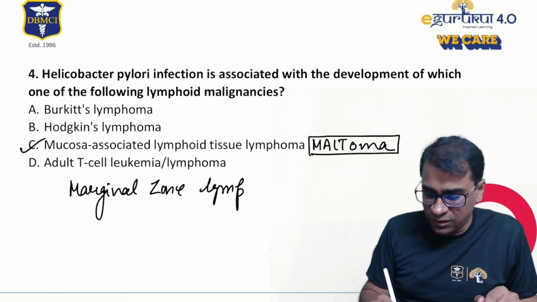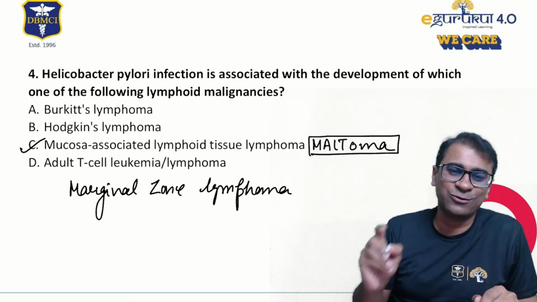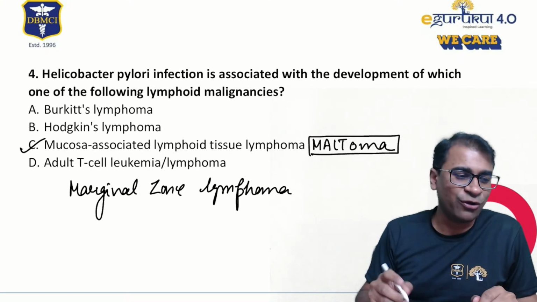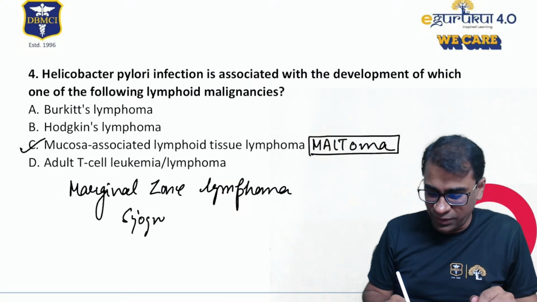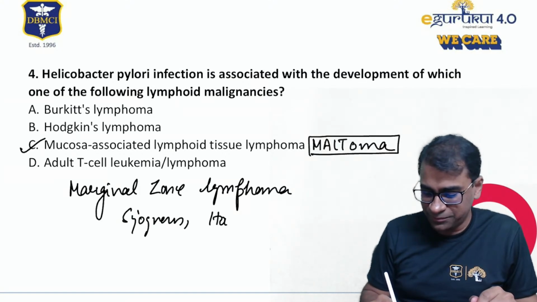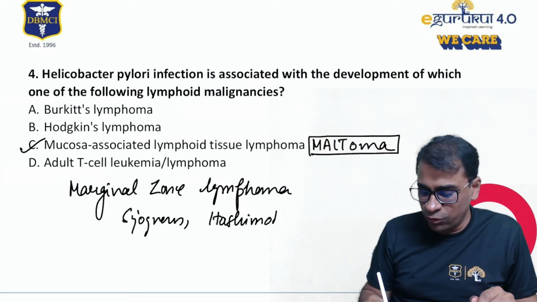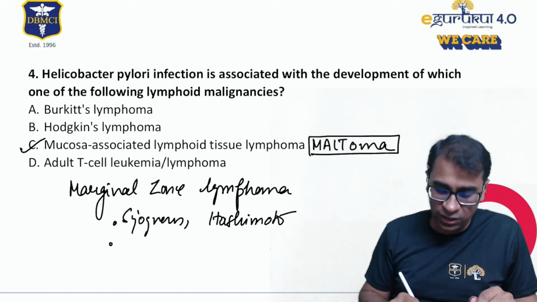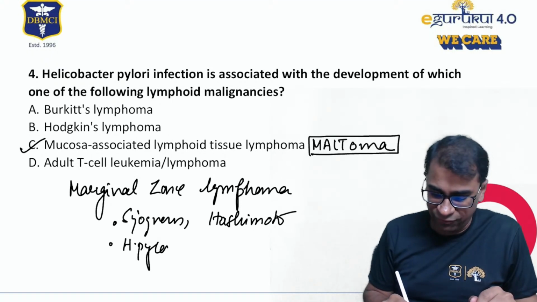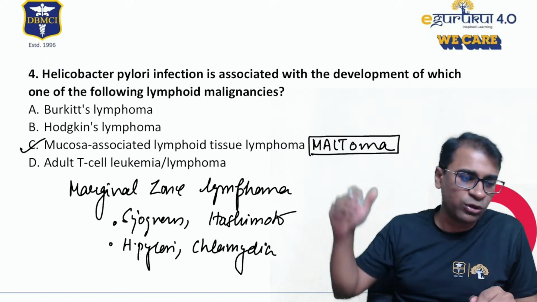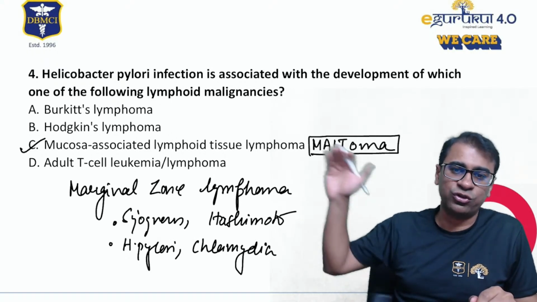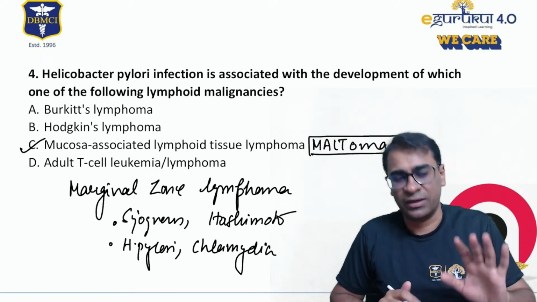And I would ask you always to answer this question when you have either a history of, yes, Sjogren syndrome, yes, or tell me, Hashimoto, right? What else I told you? Yes, you should mark this only with a history of Helicobacter pylori infection or a chlamydia infection. Only with these possible obvious histories you should answer maltoma, else you should not mark this answer.